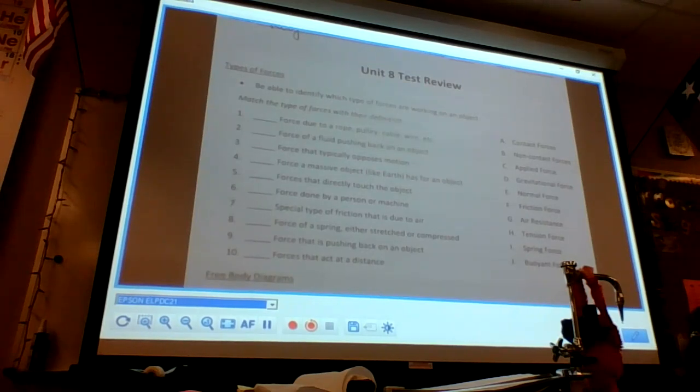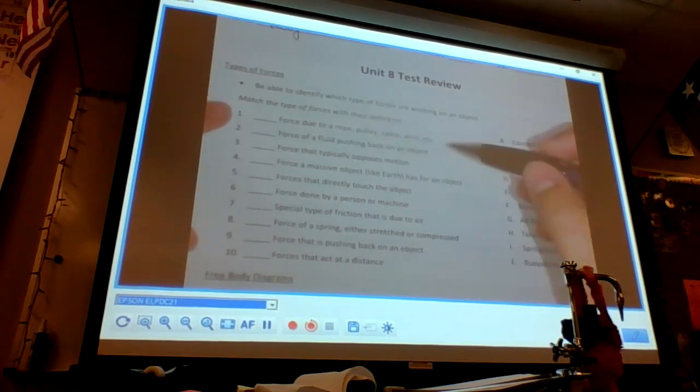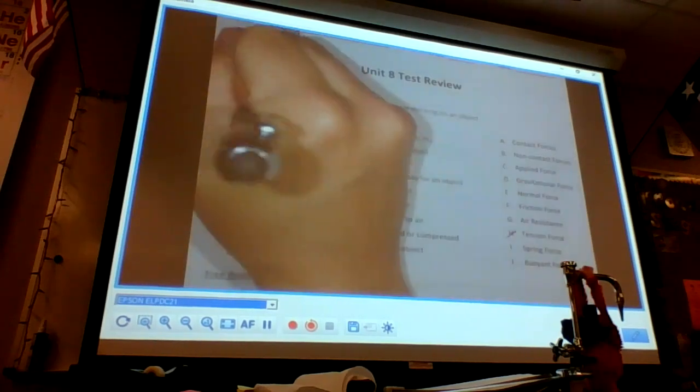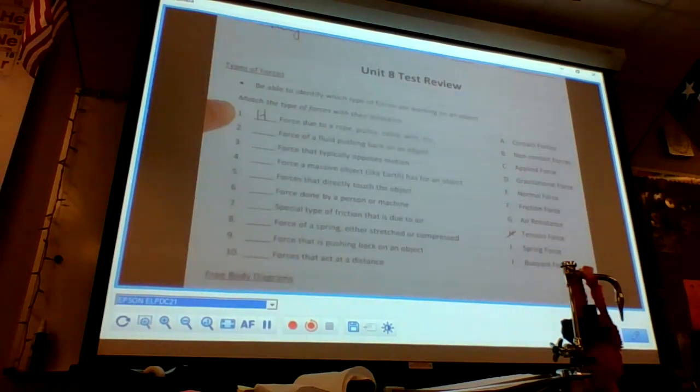Okay, so types of forces. Being able to identify which type of forces are working on an object. Let's just go through and see what we got. Number one, force due to a rope, pulley, cable, or wire. Does anybody remember what that one is? Tension force. That's going to be H right there.